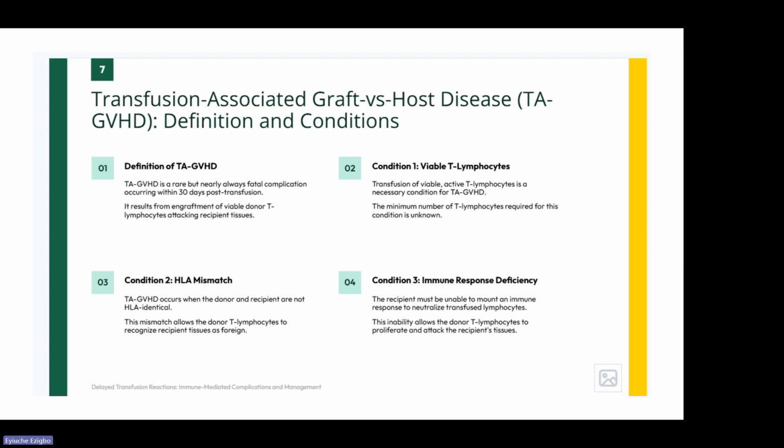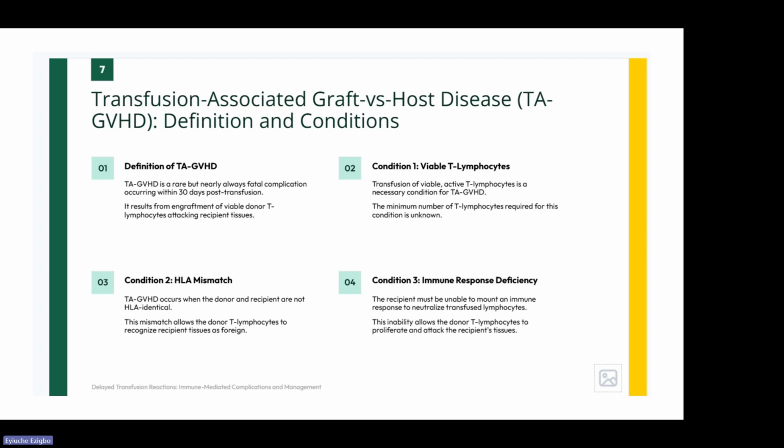The donor T lymphocytes can now recognize the recipient tissue, the patient that is receiving the blood that is being transfused. The lymphocytes in the donor cells can now see the recipient's tissue as foreign, and they will start attacking the recipient tissue.